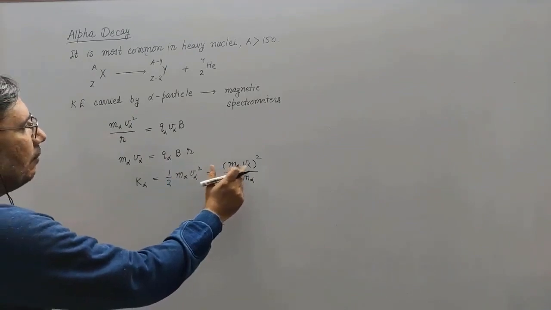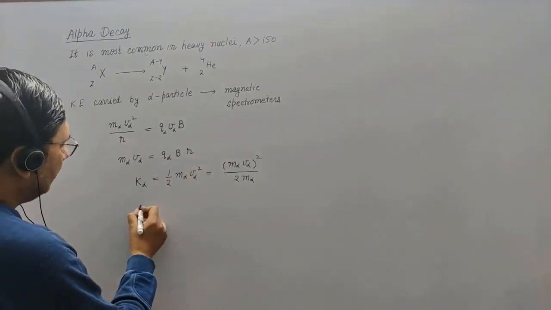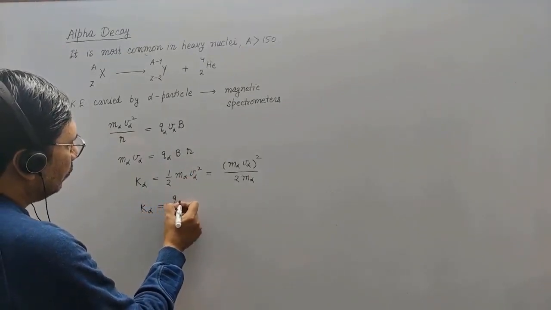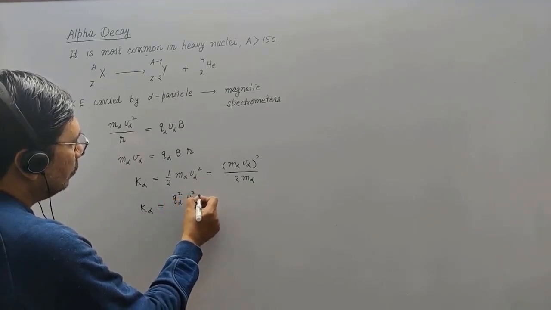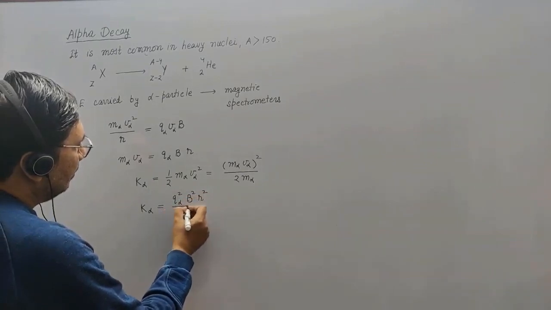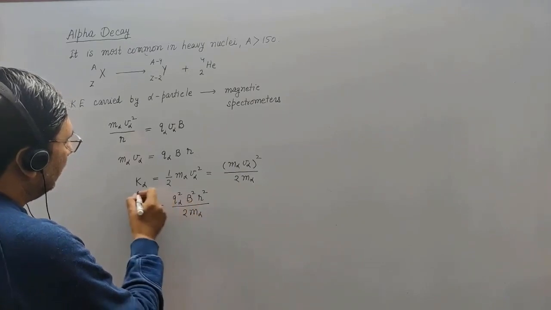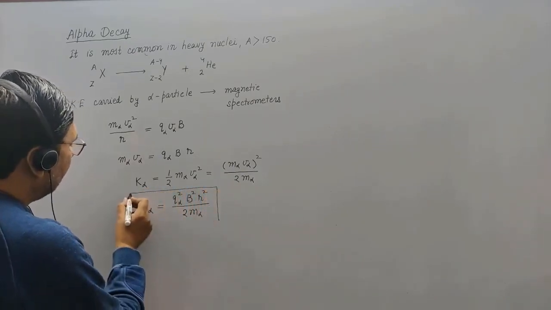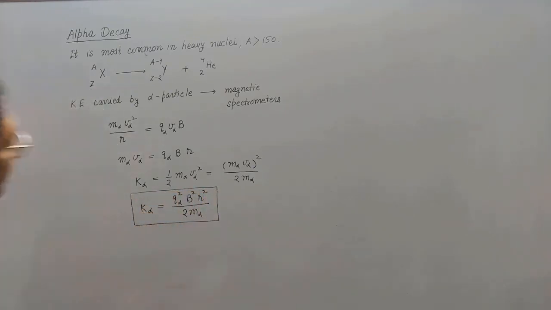So this M alpha V alpha will be replaced by Q alpha B into R. So this kinetic energy K alpha will be equal to Q alpha square B square into R square divided by 2M alpha. So this is the formula for the kinetic energy carried by the alpha particle. So this much amount of kinetic energy will be carried by this emitted alpha particle.